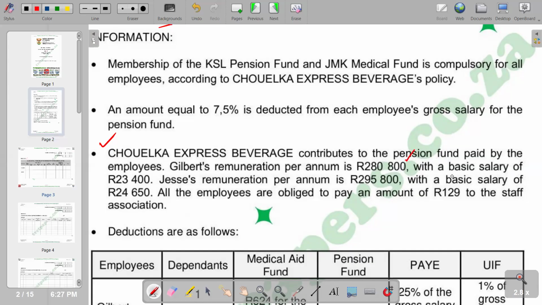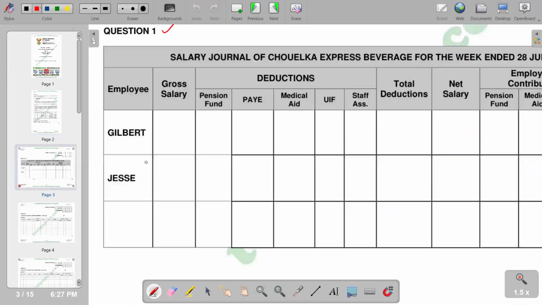But the basic salary is 23,400. Remember, the basic salary represents the gross salary. So for Gilbert, the gross salary is 23,400. And then we go and indicate as such, where we have 23,400.